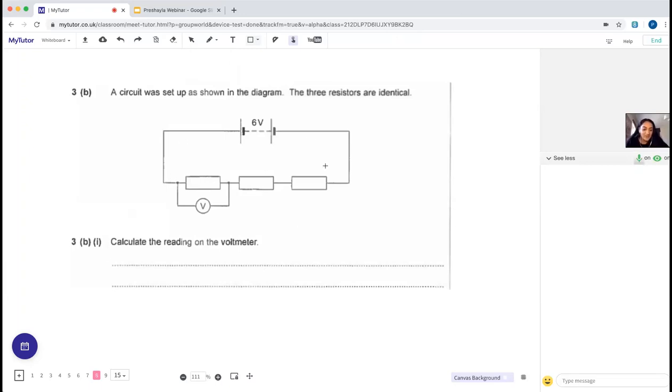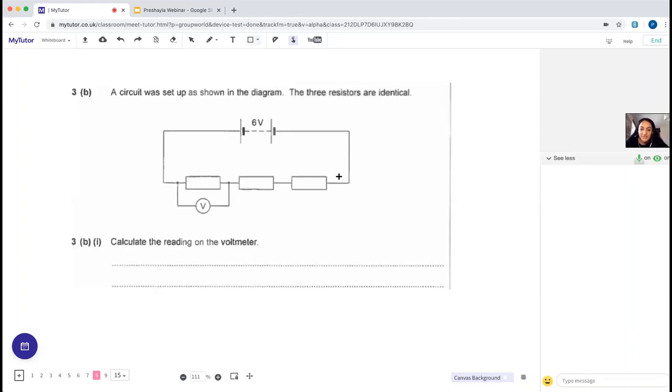Cool, so calculate the reading on the voltmeter. We're getting a lot of answers coming in for 2 volts, which is great. So we've got 2 volts in this resistor. So hopefully everyone understands why, but if you don't, that means we can go over it again.